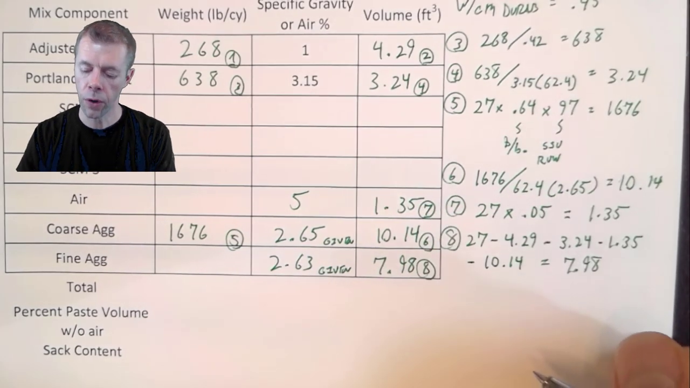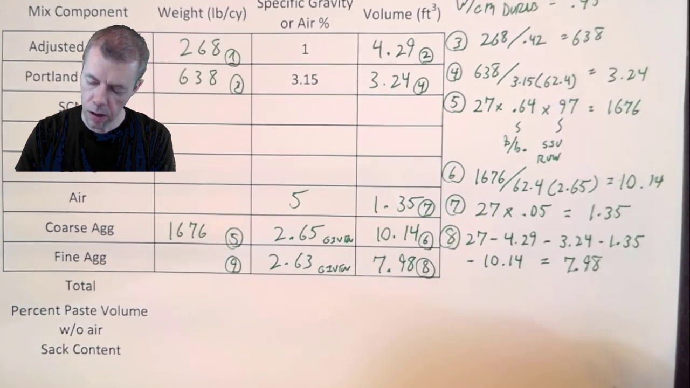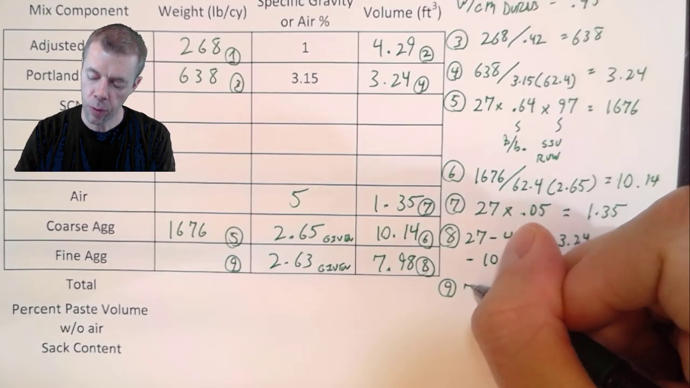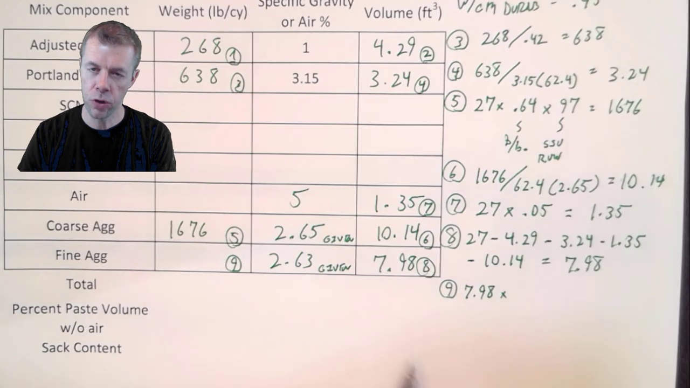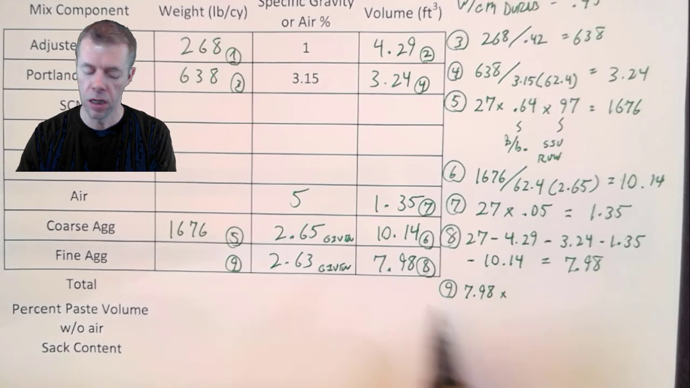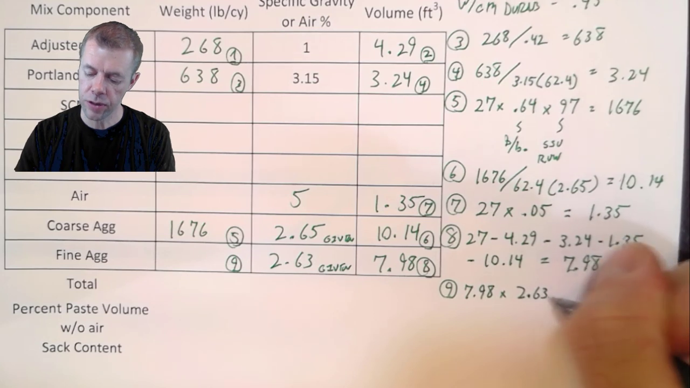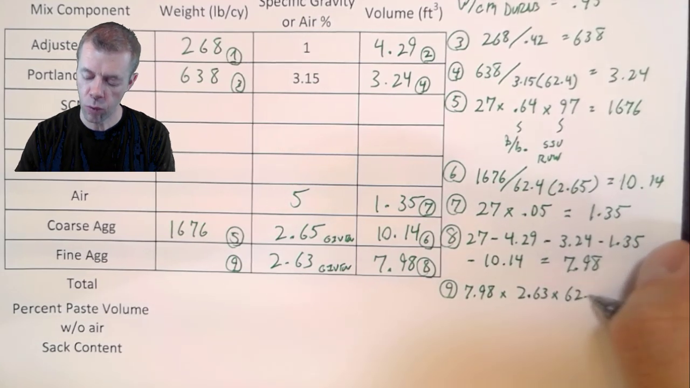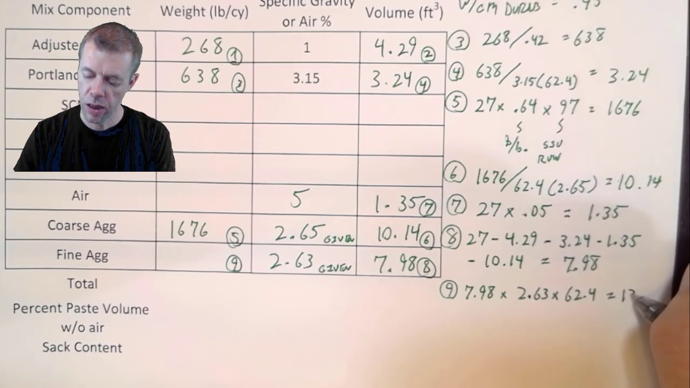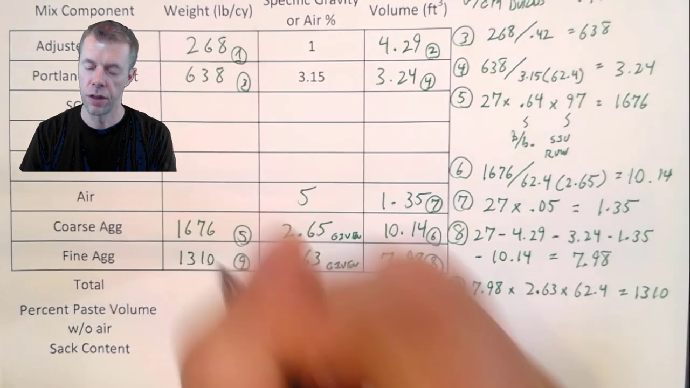7.98. Okay, let's figure out how much weight that is. We do our good old specific gravity calculation. We take 7.98. This is the volume. We're doing it backwards now. We know the volume and we're trying to find the mass. 7.98 times the specific gravity, 2.63, times the unit weight of water, 62.4. And that gives us 1310. That number goes right here, 1310.